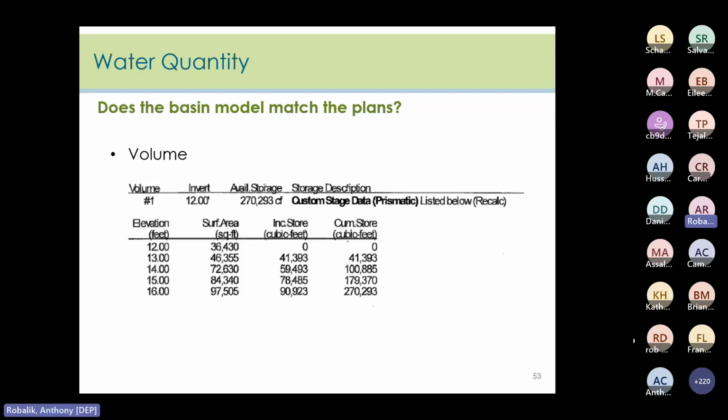If we look back at this, we see that the basin bottom is 36,430 square feet, so very close. And that's good. That seems right.